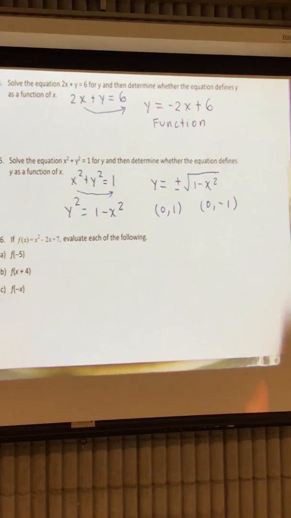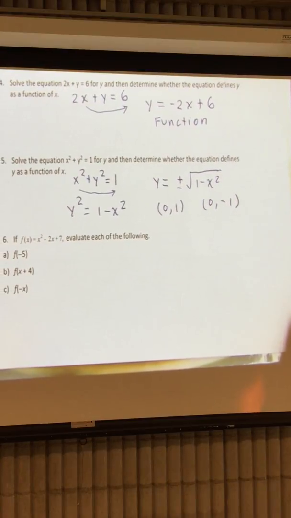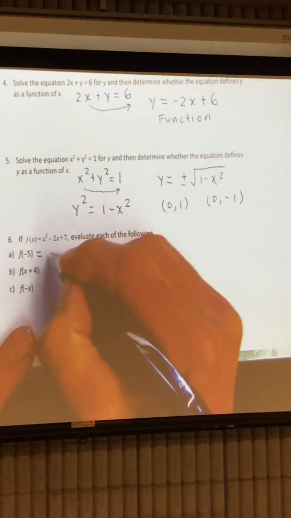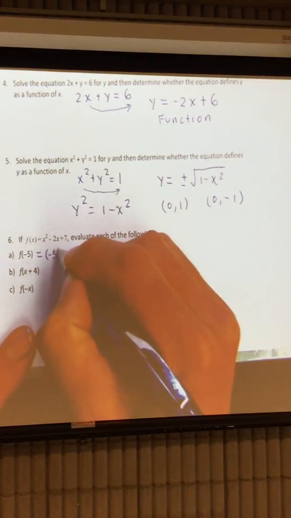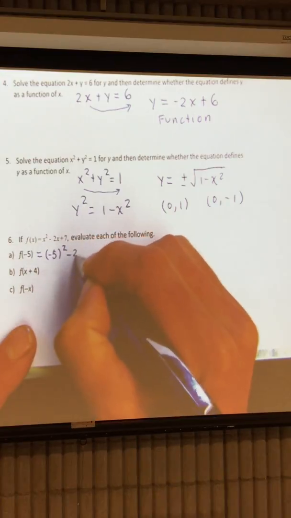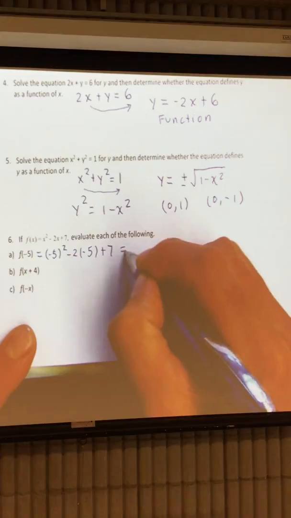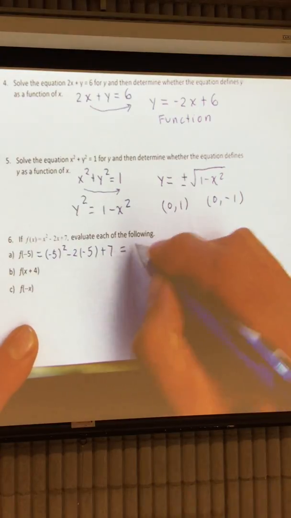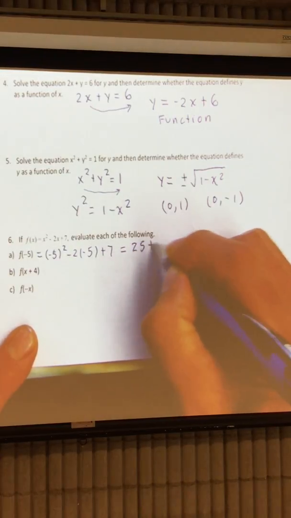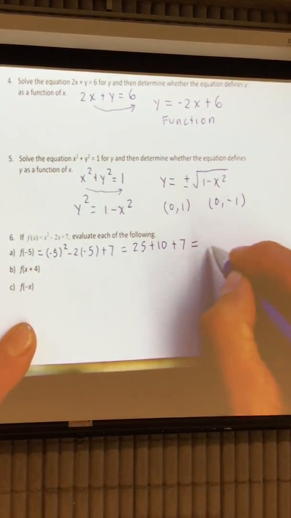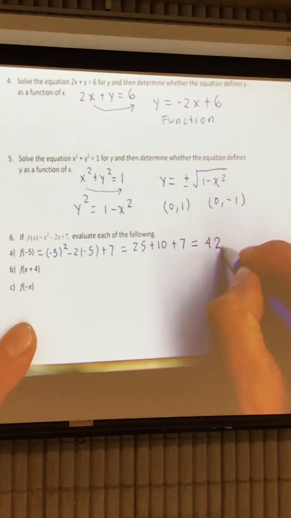Problem 6. Evaluate the given function for each of the following. To compute f of negative 5, we carefully replace each x by negative 5 using parentheses and do the resulting arithmetic. 25 plus 10 added to 7 will give us an output value of 42.